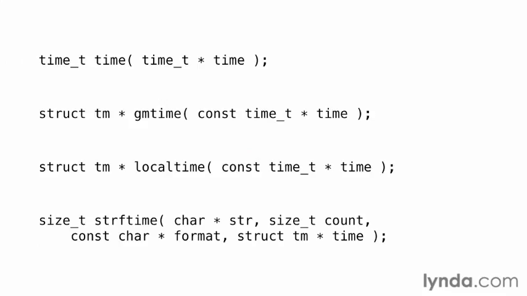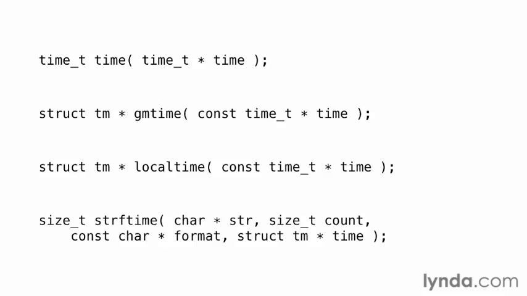Here are the function signatures for the functions we've used in this lesson. So the time function can actually be called in one of two ways. You can either pass it a pointer to your time structure and it'll fill it in as a side effect, or you can pass it a null pointer and it will return the time_t. Most of the time it's called with the null pointer and it returns a time_t object.